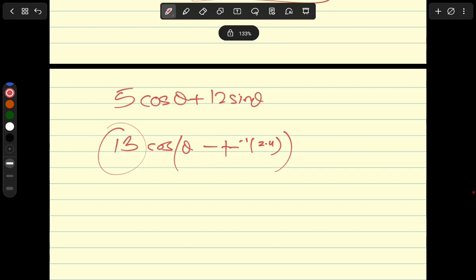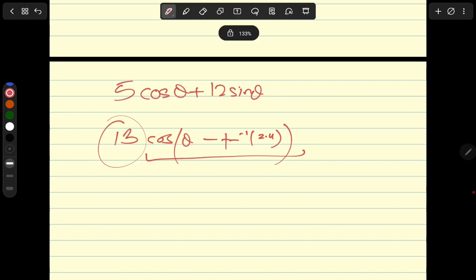Now, when does this maximum occur? The cosine maximum, let's say that tan inverse of 2.4 occurs at, I don't know, 53.13. Let me find my calculator. So tan inverse of 2.4. Wait a second.